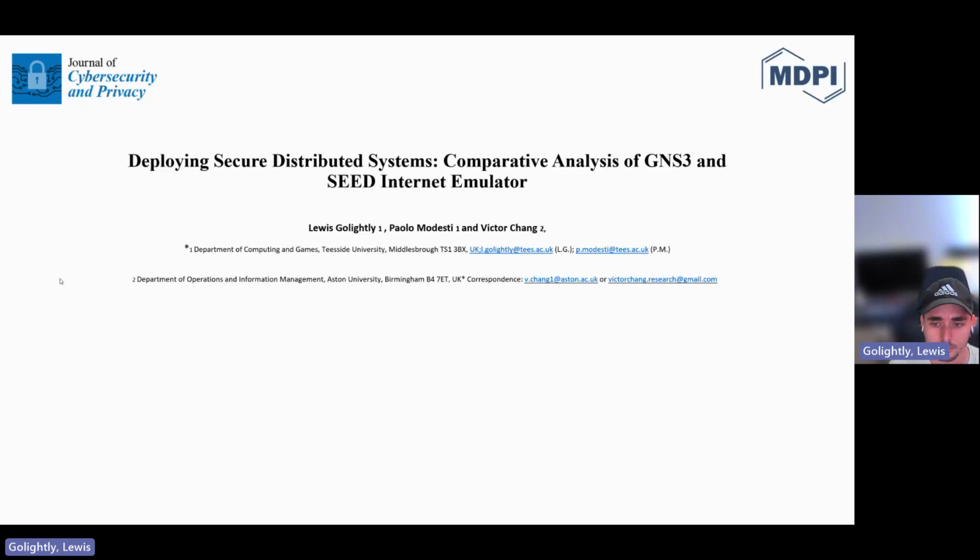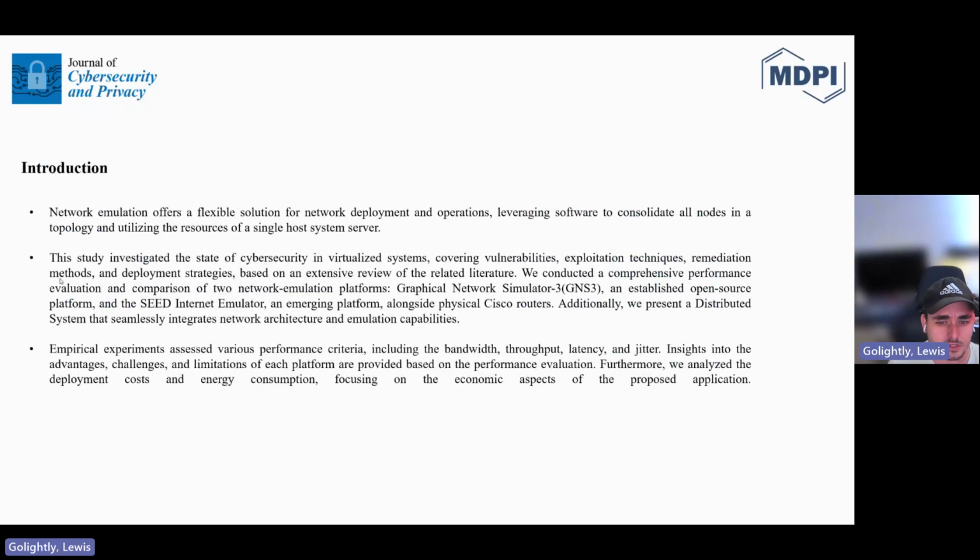So this paper and the empirical results will directly contribute to my study of the PhD, the Doctor of Philosophy in Computer Science. Network emulation offers a flexible solution for network deployment and operations by leveraging software to consolidate all nodes in the topology and utilizing the resources of a single host system server. The study investigated the state of cybersecurity in virtualized systems, covering vulnerabilities, exploitation techniques, remediation methods, and deployment strategies based on an extensive review of the related literature.